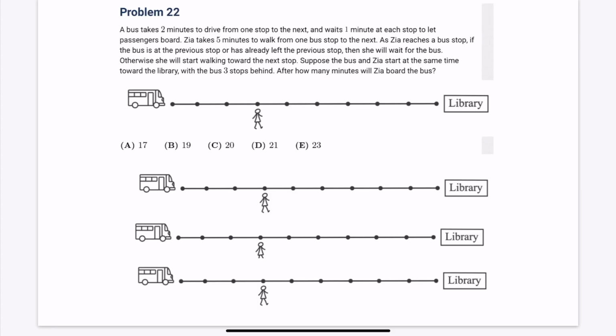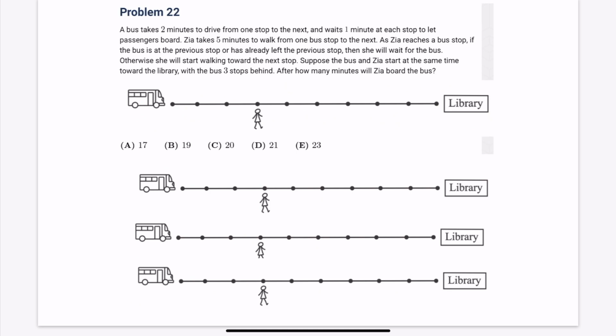Problem 22. A bus takes 2 minutes to drive from one stop to the next, and waits 1 minute at each stop to let passengers board. Zia takes 5 minutes to walk from one bus stop to the next. As Zia reaches a bus stop, if the bus is at the previous stop or has already left the previous stop, then she will wait for the bus. Otherwise, she will start walking toward the next stop. Suppose the bus and Zia start at the same time toward the library, with the bus 3 stops behind. After how many minutes will Zia board the bus?